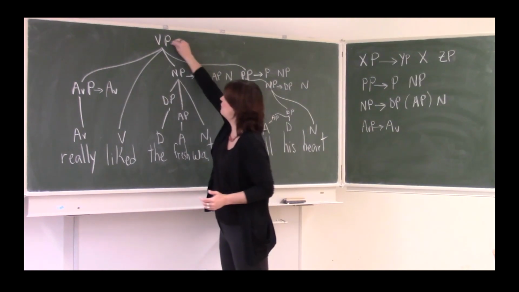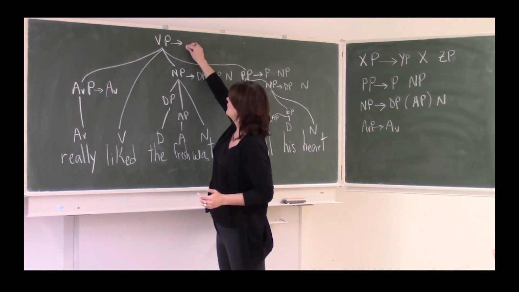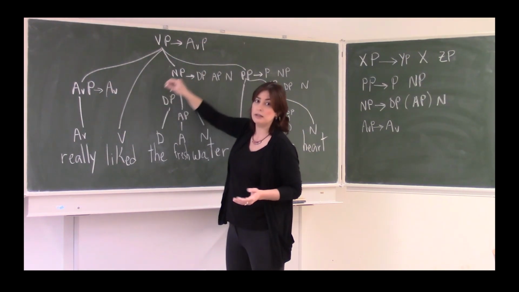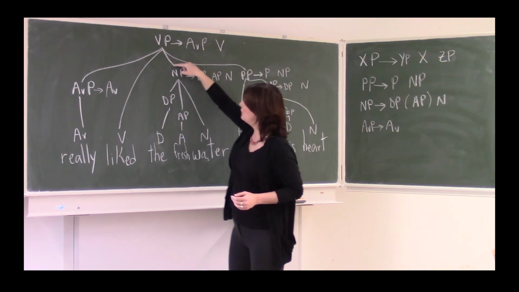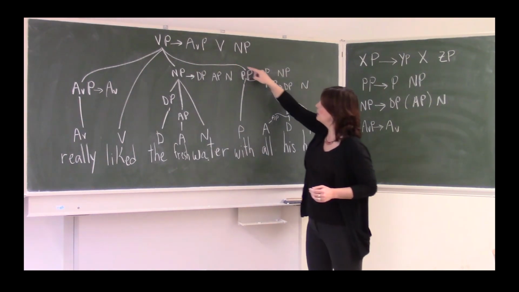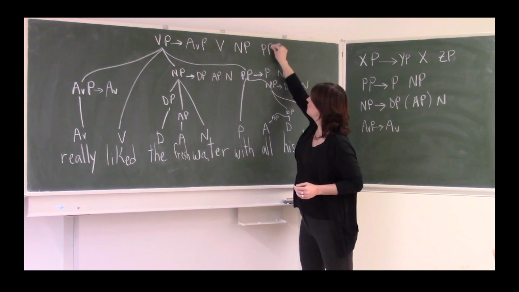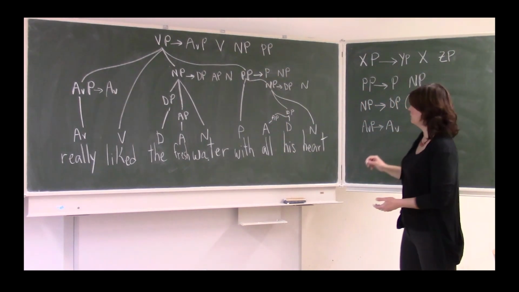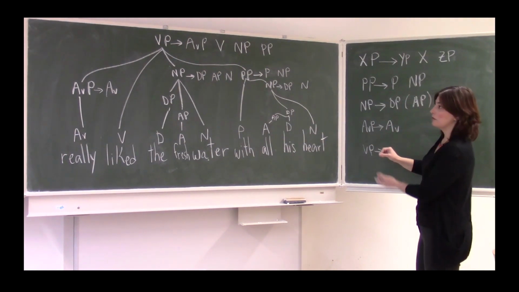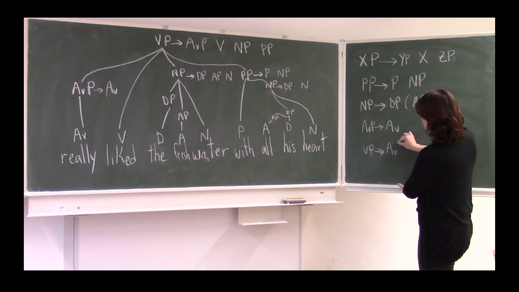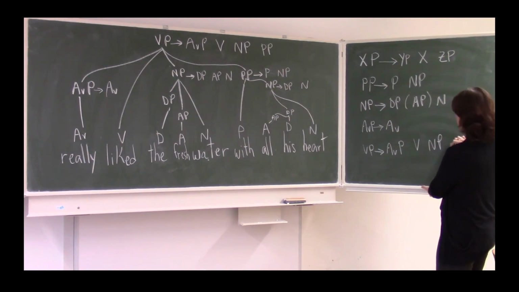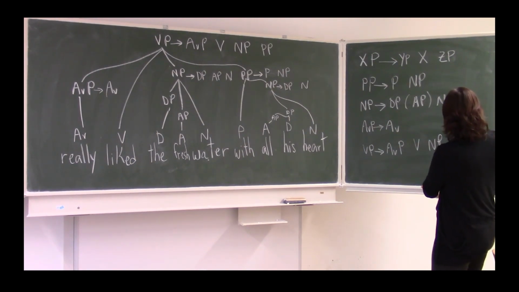What else do I need? Oh, I don't have any rule for my verb phrase, so let's do it. Verb phrase has an adverb phrase, first branch. Second branch is just the head, the verb. Third branch is the noun phrase. And fourth branch is the prepositional phrase. That's kind of a long rule, but it is a rule that is supported by my data. So I can write it with the other rules. VP is made of adverb phrase, verb, noun phrase, and prepositional phrase.